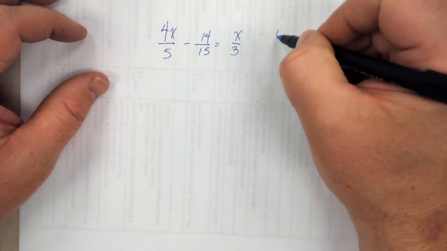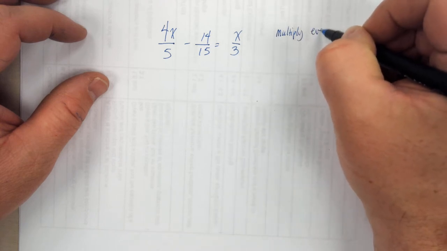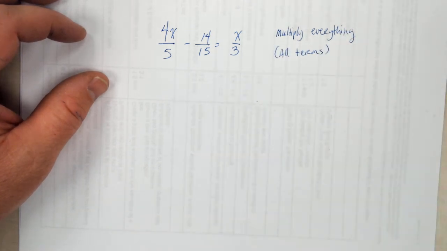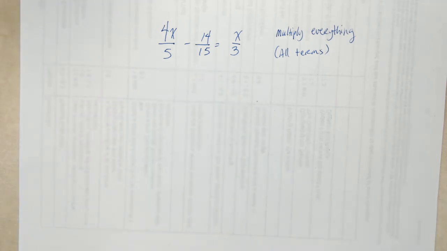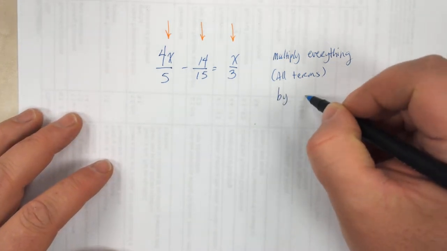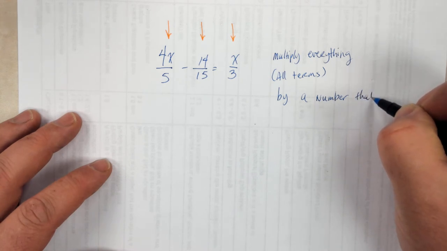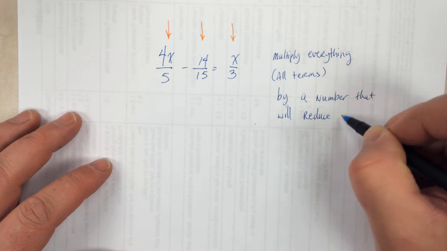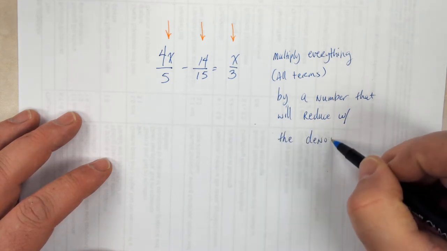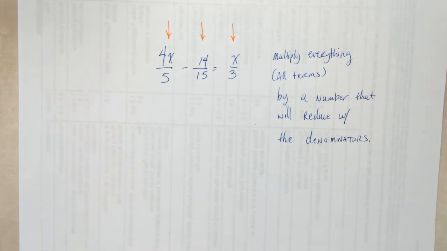So what we have to do is multiply everything. That's all terms, right? And when I say everything, I mean this and this and this. We're going to multiply everything by a number that will reduce with the denominators. So the tricky part is figuring out what that number is. But I think I can help you with that, so it's not so hard.